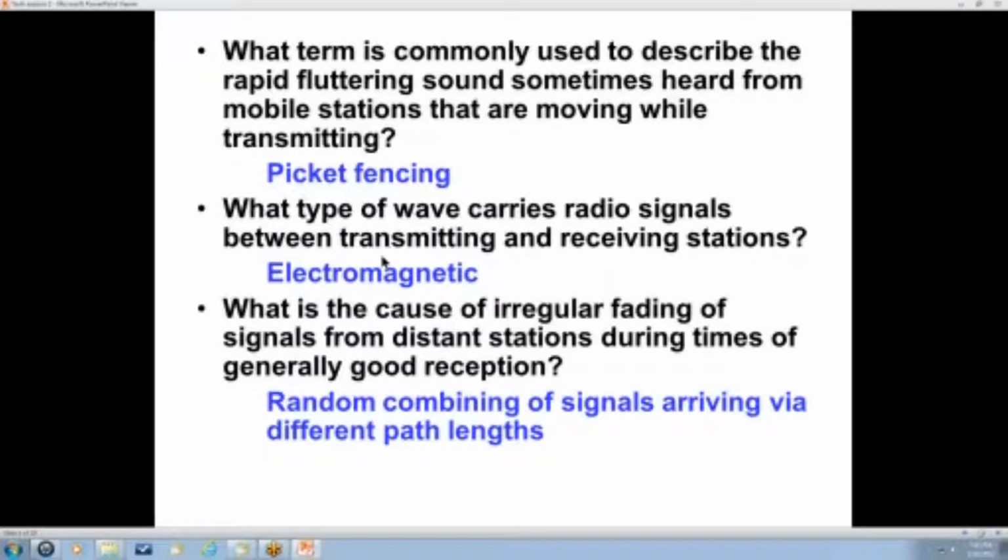What type of wave carries radio signals between transmitting and receiving stations? It's an electromagnetic wave. What's the cause of irregular fading of signals from distant stations during times of generally good reception? Random combining of signals arriving via different path lengths. And that's kind of like we saw with the reflection off the buildings there. The signals combine and they may cancel each other or they may strengthen each other.